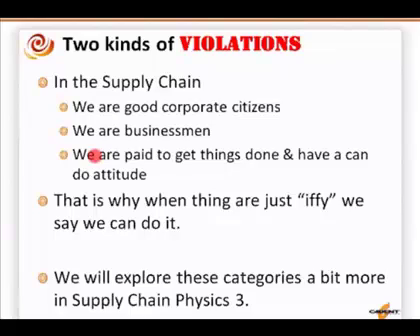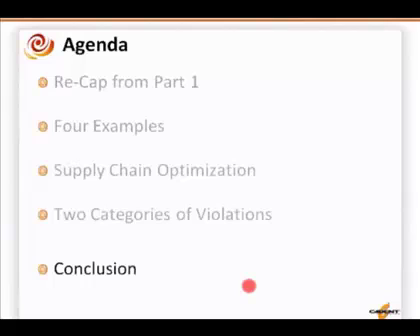A 20% probability of achieving it, well, how do we know it's 20%? We don't know, because we don't have the equations. We can't effectively measure it all the way. So we're going to explore these categories a bit more and discuss that in Supply Chain Physics 3, which will be January 20th.